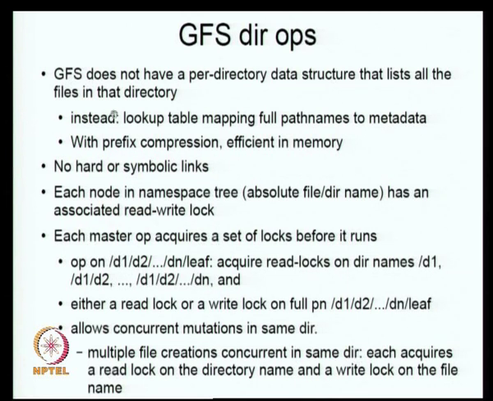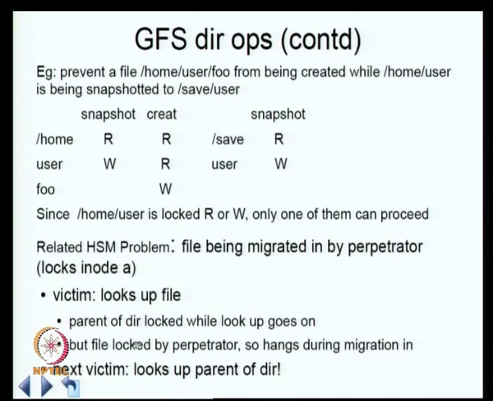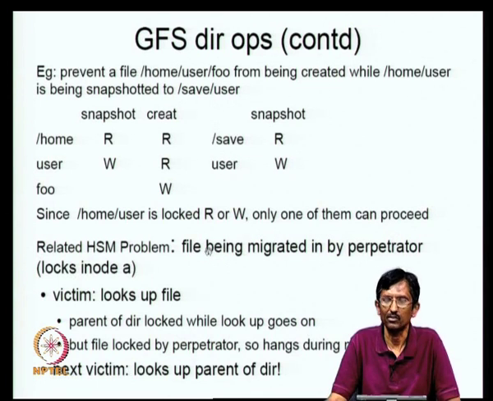But the thing is that you need a map which maps full path names to metadata. Unless you use tricks like prefix compression, it is going to be expensive. Let us look at one example of how they achieve this. I will also relate this to a different problem and some other file systems. Suppose I have the following situation.